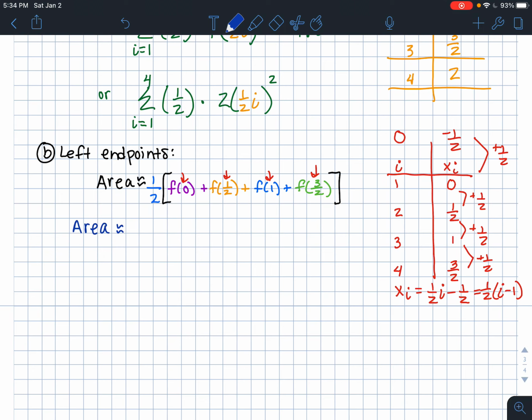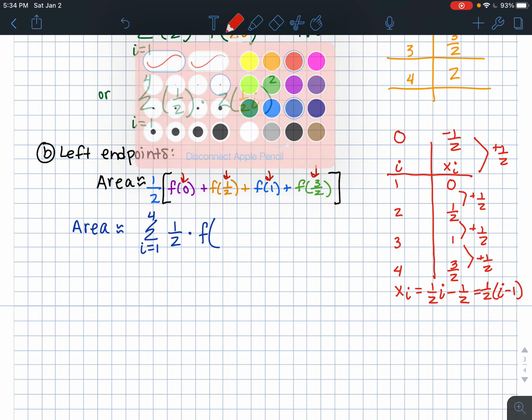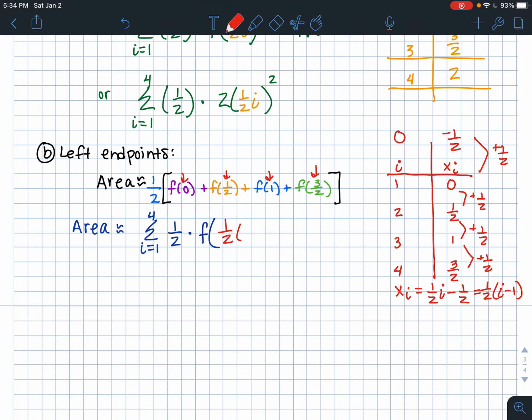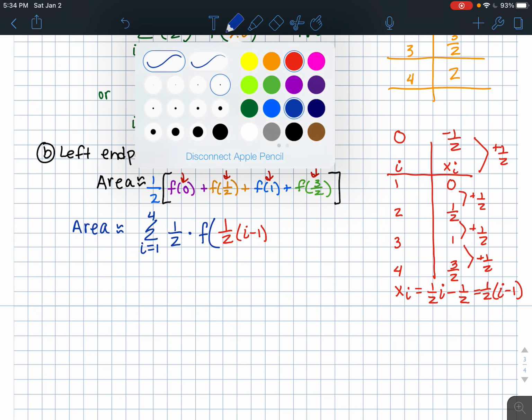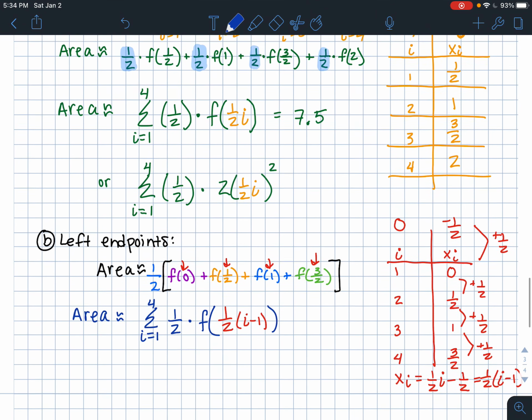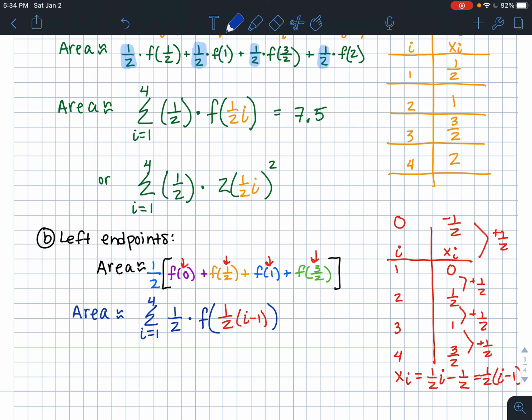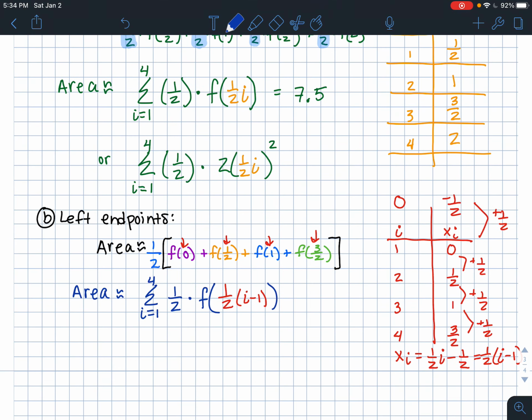So when I go to set up my area approximation here, we're going to get that it's approximately equal to sigma starting from 1 going to 4 of my width 1/2, times my function value evaluated at the left endpoint, which is 1/2, which is the delta x, times i minus 1. Which makes sense, right? Because if we were using the right endpoint and it was just 1/2 times i, we want to use the left endpoint, we want to back it up 1.